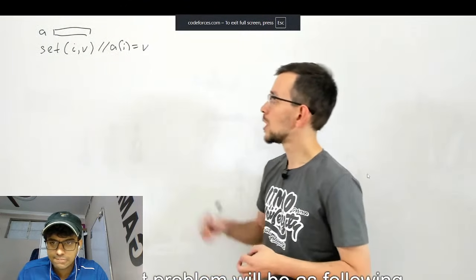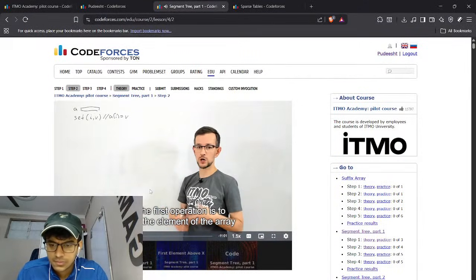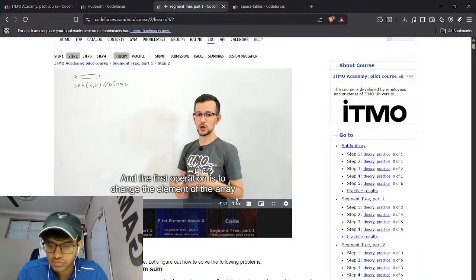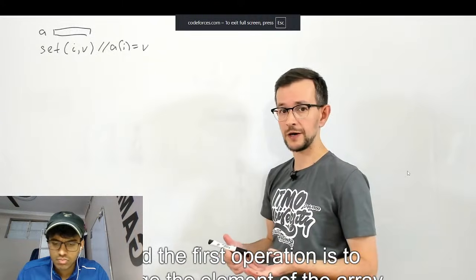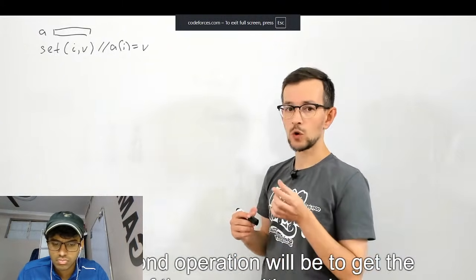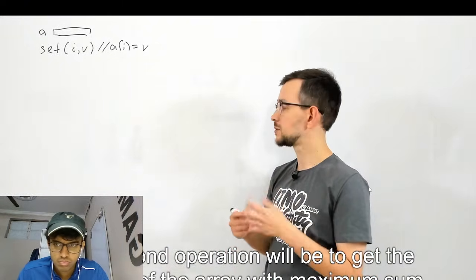The first problem will be the following. We have some array, and the first operation is to change the element of the array. The second operation will be to get the segment of the array with maximal sum. So let's call it.